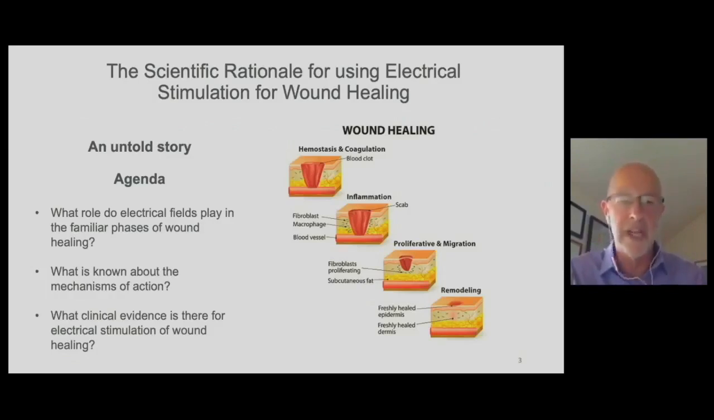The agenda for today is we're going to look at what role electrical fields play in the familiar phases of wound healing, as you see on the right-hand side of the slide. What is known about the molecular mechanisms of action of the effect of electrical stimulation on wound healing, and what clinical evidence is there for electrical stimulation.